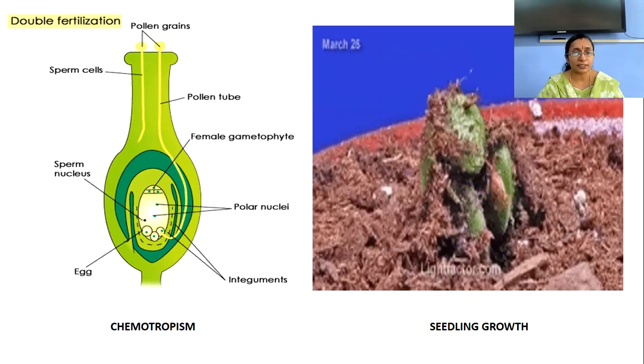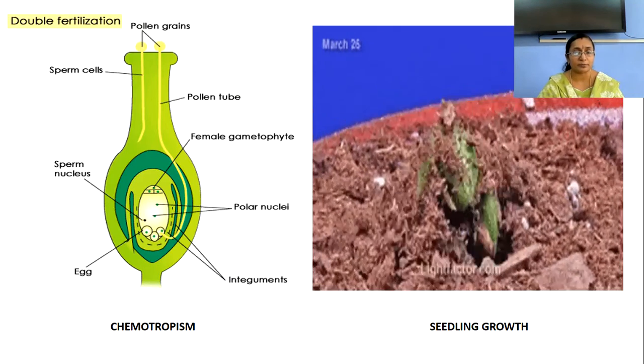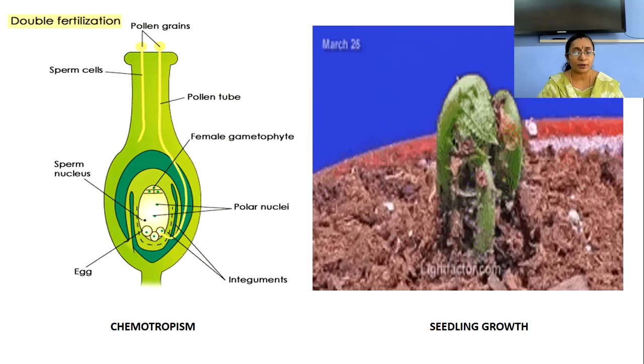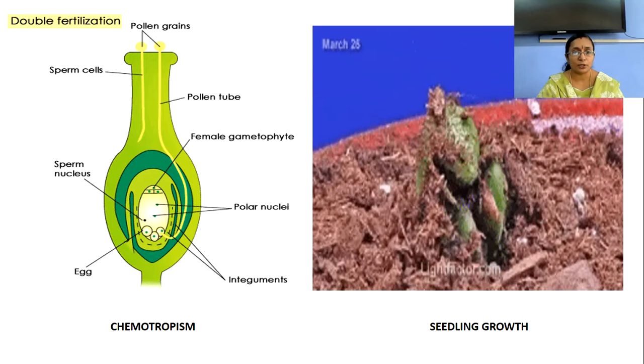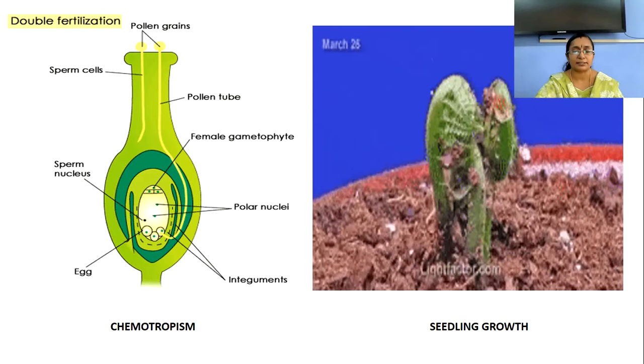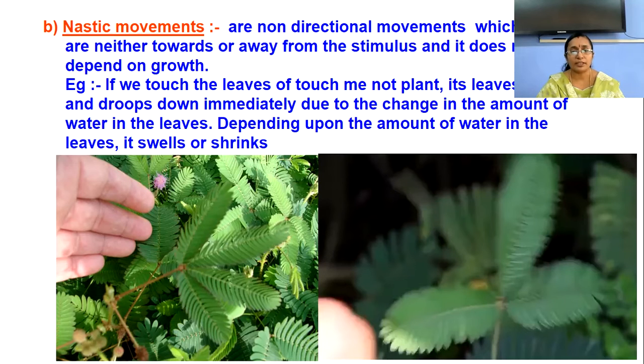Now on the left side you can see the double fertilization event as an example of chemotropism. Pollen grains falling on the stigma germinate and the pollen tube reaches the ovule because of the chemicals released by the ovule. Now we come to nastic movements. Now we said that there are some movements which do not involve growth, and they do not have any particular direction.